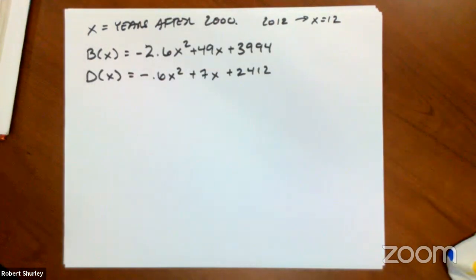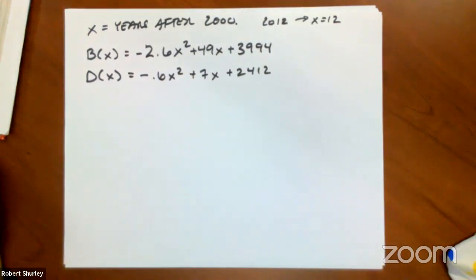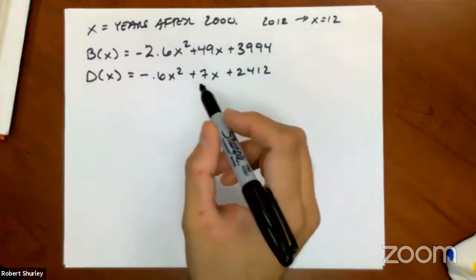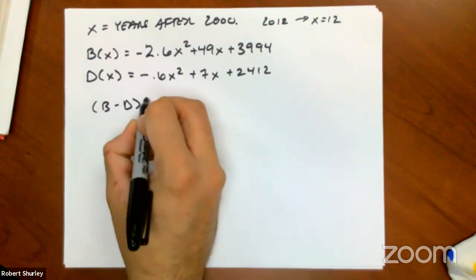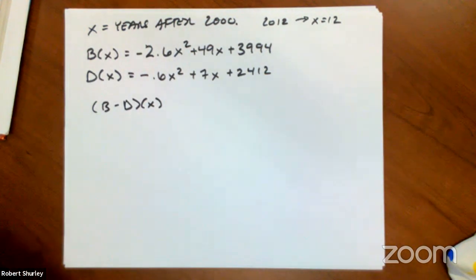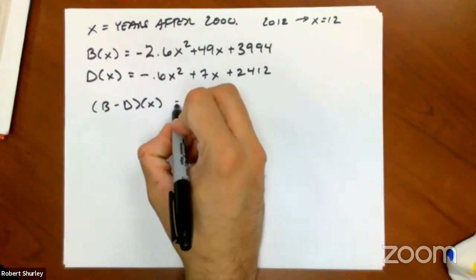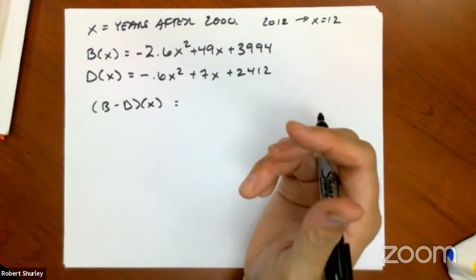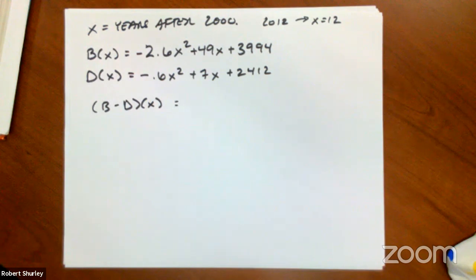So let's look at this. The question says A, write a function that models the change in U.S. population for the years from 2000 to 2009. Well, if we wanted the change, we would just do the births minus the deaths. This is going to give us the actual change, the increase each year in the U.S. population. It doesn't take into account people immigrating out or immigrating in. This is just birth and death.